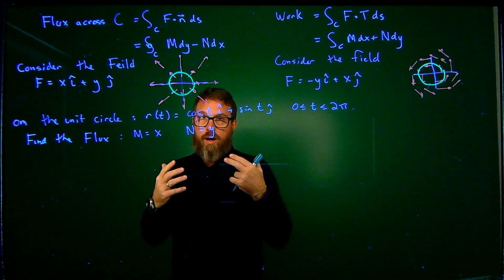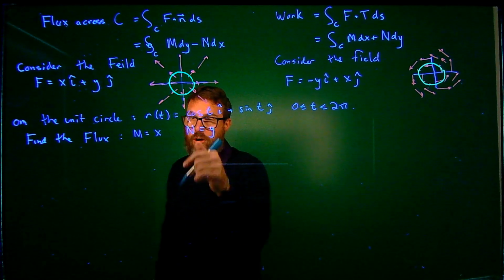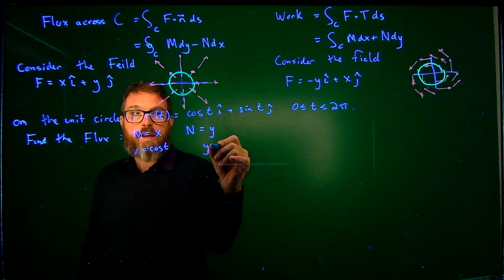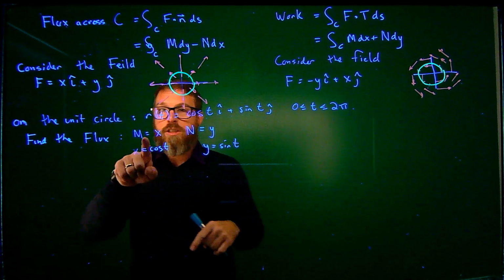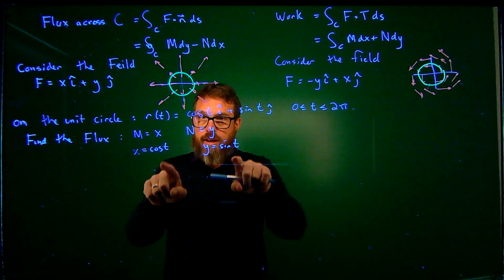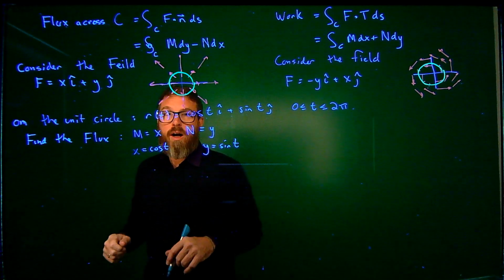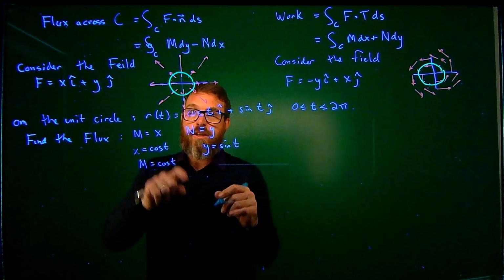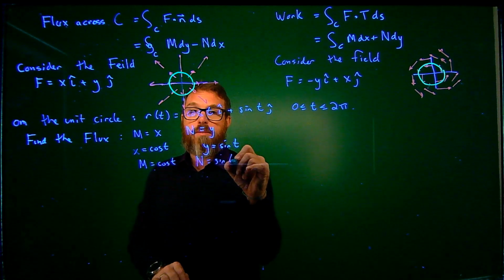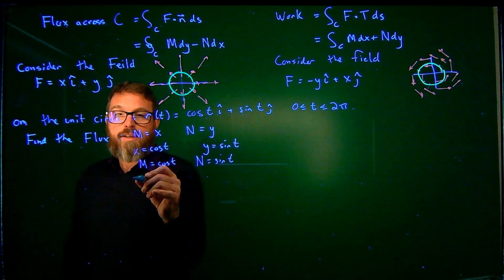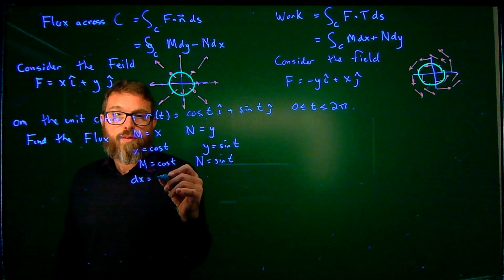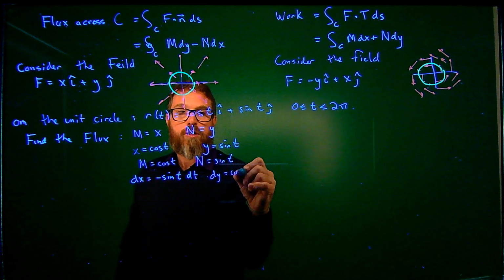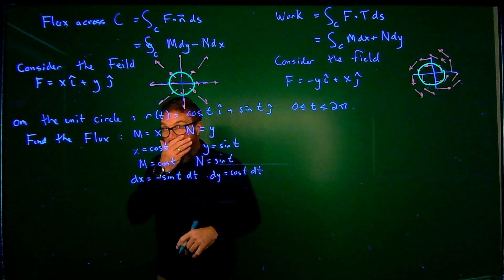Now I have to define these on the curve. So x is going to be equal to the cosine of t, and y is going to be equal to the sine of t. Remember that the force has to be defined on the curve, so these have to go into here. That means M is going to be equal to the cosine of t because I'm plugging x in here, and N is going to be equal to the sine of t because I'm plugging y in there. Now I also have to find dx and dy. The differential of the cosine is minus sine of t dt, and the differential of y is going to be equal to the cosine of t dt. So now I have all the stuff that I need to do.